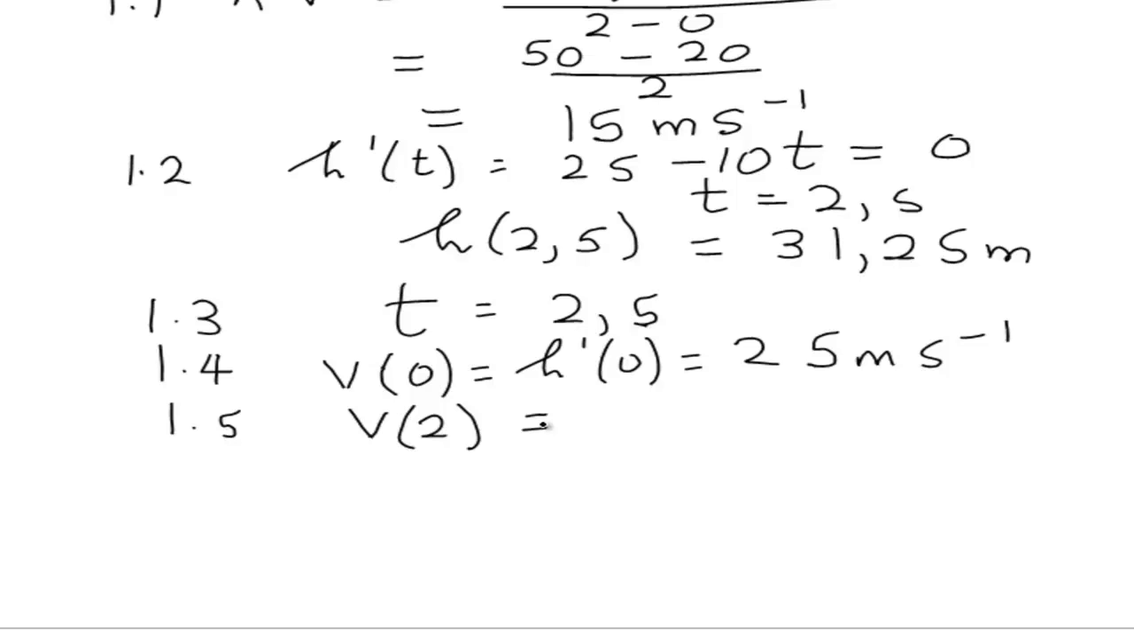So we have to now substitute, replace t by 2, and when we replace t by 2, you'll get 25 minus 10 times 2, and that gives us 5 meters per second. And then we got 1.6.